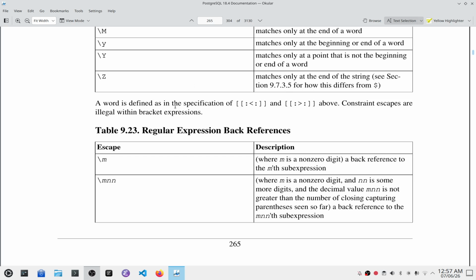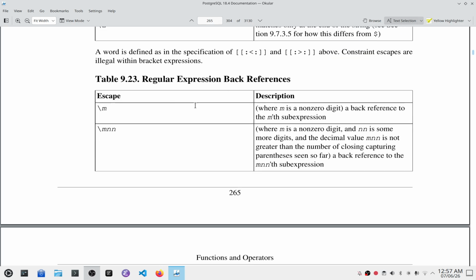A word is defined as in the specification of [[:<:]] and [[:>:]] above. Constraint escapes are illegal within bracket expressions.